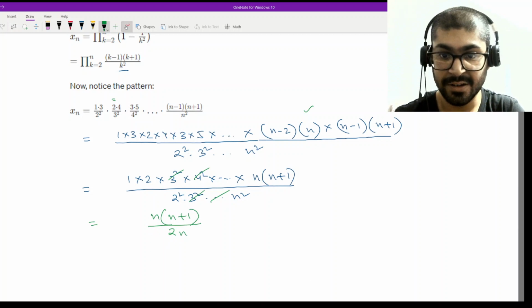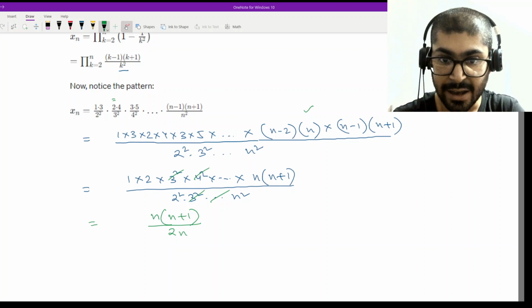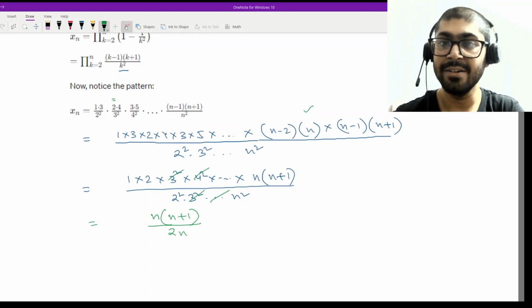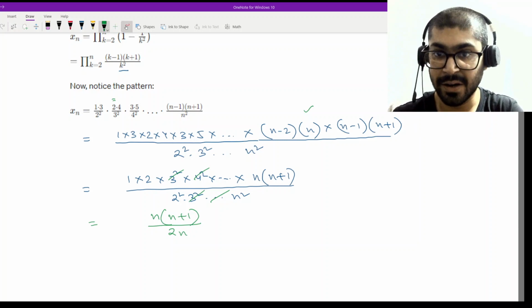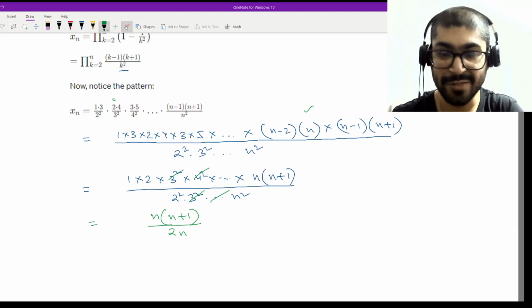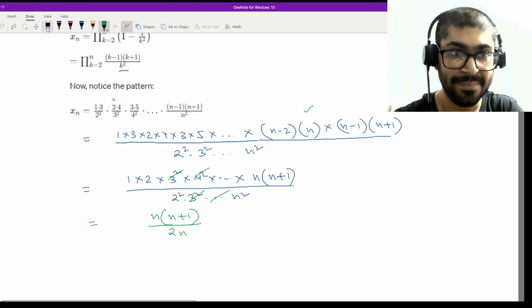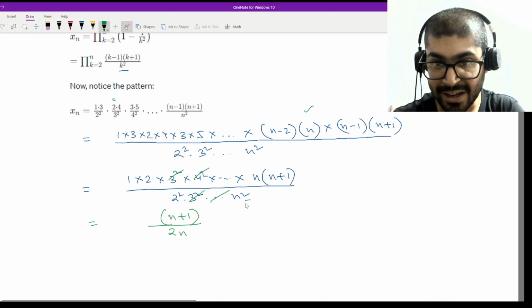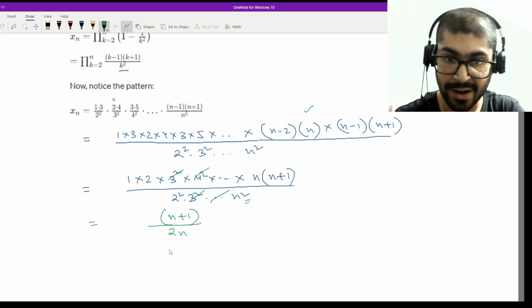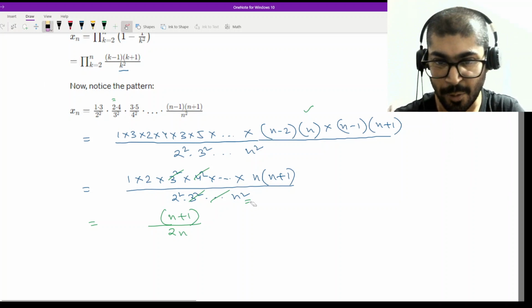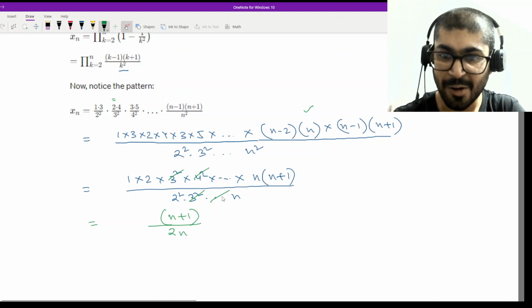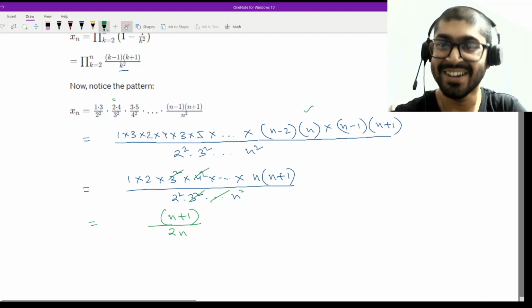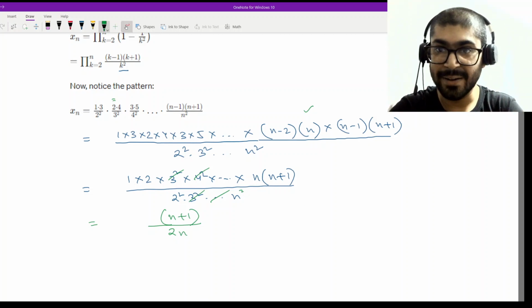See if this makes sense. One of the n's got cancelled and one of the 2's got cancelled. Alright, so what remained? N into n plus 1. Oh, one of the n's got cancelled, right? So that will not be there in the numerator. Yeah, sorry. So one of the n's got cancelled, so that is why the n square here turned to n, and the 2 square got down to 2. Alright, that is why I paused a bit, because it didn't look like what I had prepared before the session, right? So you have 2n. I hope it is clear.